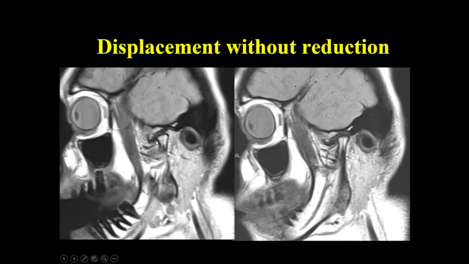Again, with the opening of the mouth, you can see that the disc is anteriorly displaced. So this is anterior displacement without reduction or recapture. We can see that there's increased signal within the retrodiscal soft tissues in this patient, as well as edema within the condylar head.